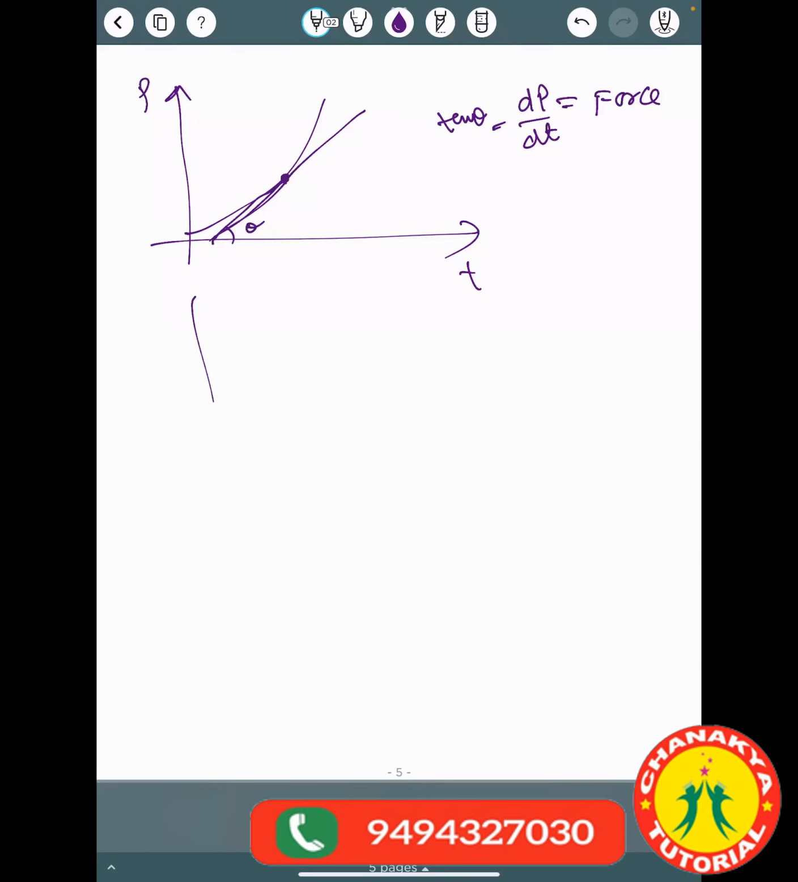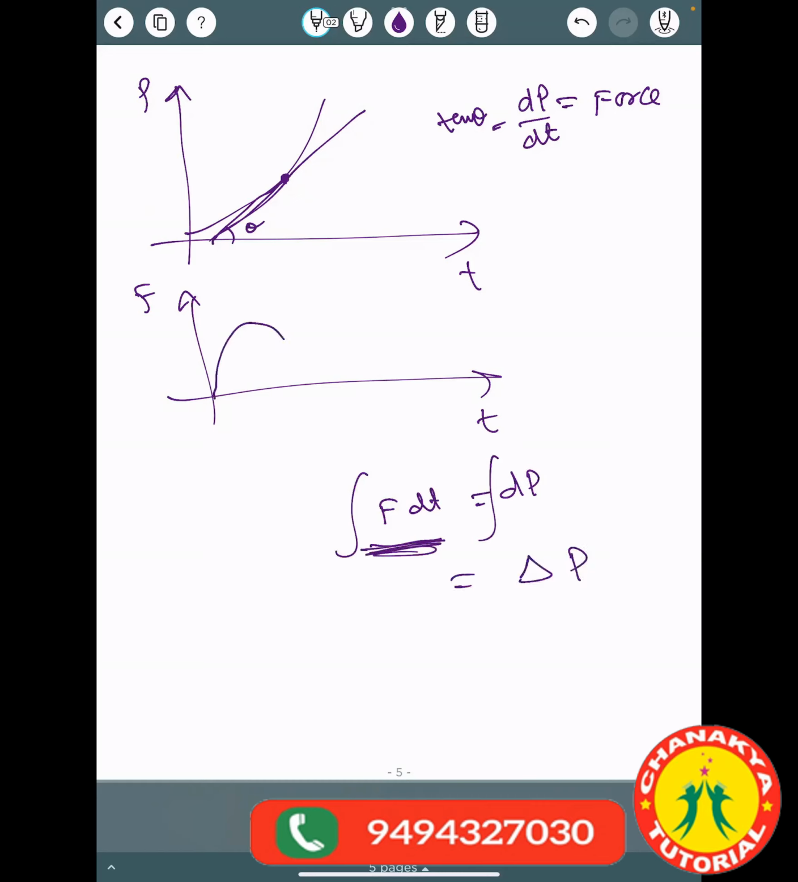But if a force versus time graph is given, you know that F dt is equal to dp, correct? So integrate both sides. If you integrate the force versus time graph, you will get the change in momentum. For example, let's say the force is varying like this. You calculate the total area. That area will be equal to the change in momentum of the particle.